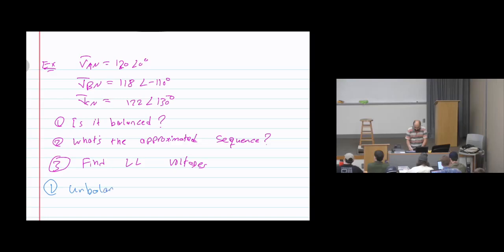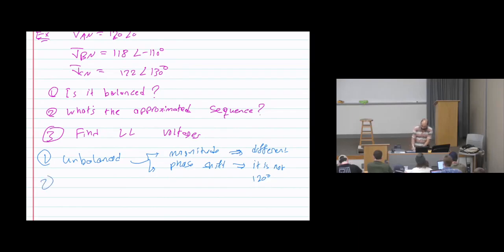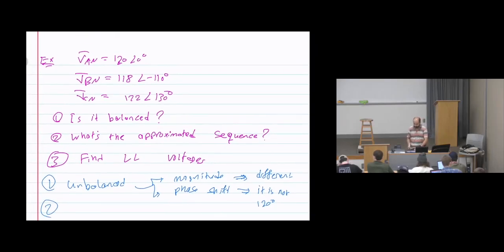And unbalanced for two reasons. The first reason, the magnitudes are different. The second reason, the phase shifts are not 120 degrees. So, problem number one, done.